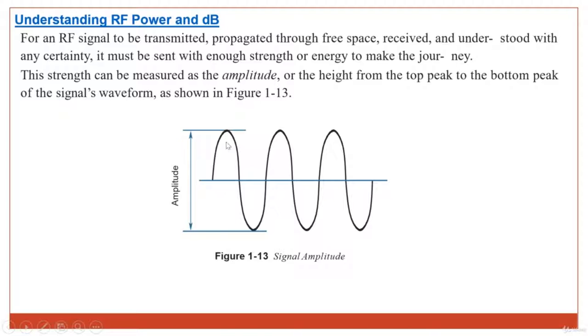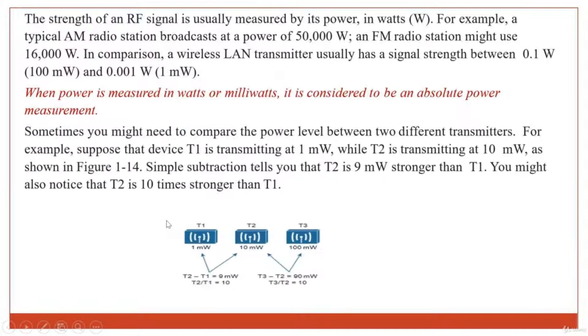So the maximum length in between two peaks will give you the amplitude. And this amplitude will be measured in either watts or milliwatts. So again, you can see a new term, and terms are coming more and more. When power is measured in watts or milliwatts, it is considered to be an absolute measure. Again, we have one mathematical formula. We are going to discuss that.